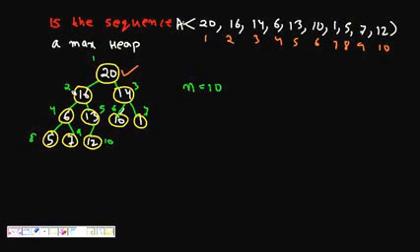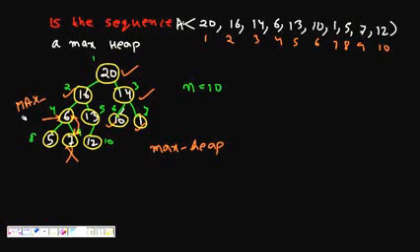For 16 or node 2, 6 and 13 are both less, so this is fine. For node 3, the value is 14, and 10 and 1 are both less, so this is also fine. For node 4, 6 is the value, and 5 and 7 we see, so this is not correct. This is wrong, so it's not a max heap. The max heap condition is not satisfied at node 4.